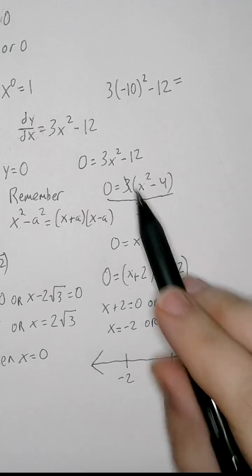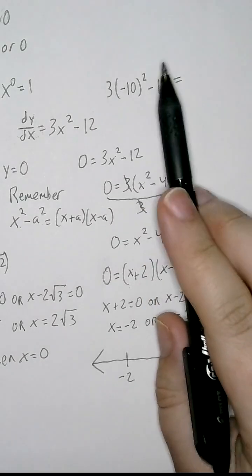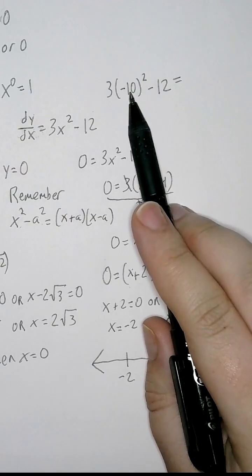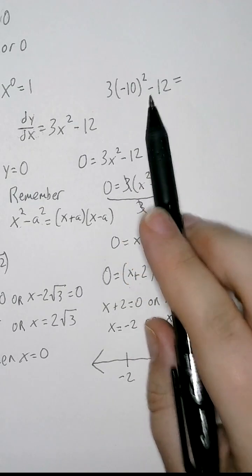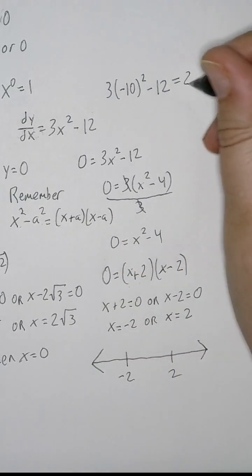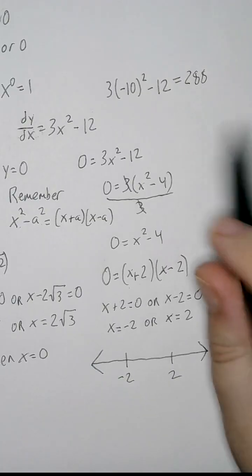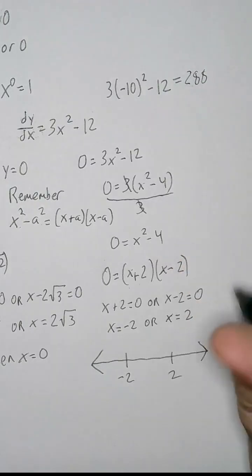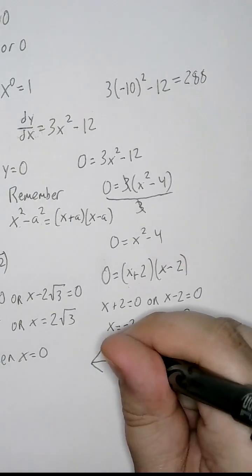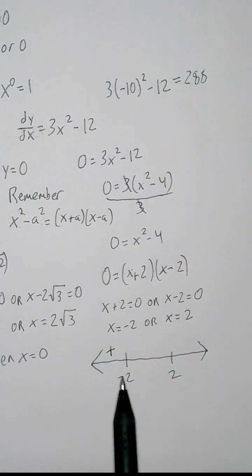So here, negative 10 all squared is 100. 3 times 100 is 300. 300 minus 12 is positive 288. And the last time I checked, positive 288 is positive. So I'm going to put a positive here. That tells me from negative infinity to negative 2, my slope is going to be positive.